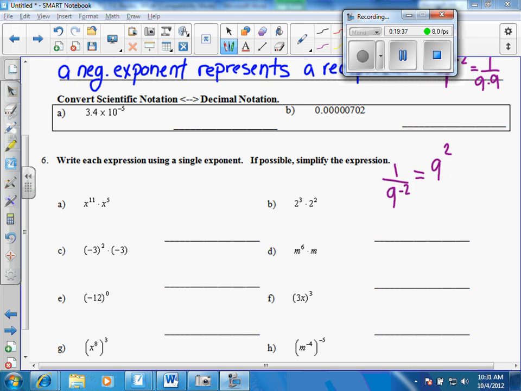Okay, on this problem here, problem letter A, we're going to change this back to standard form. So the negative exponent will move the decimal to the left 5 places. So that would change the number to be 0.0000034. And on part B, you go 1, 2, 3, 4, 5, 6 places. And since the original number is much smaller than 7.02, we're going to multiply that by 10 to the negative 6th power.